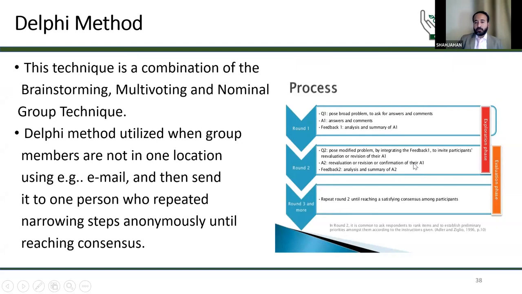So we will narrow down further, until we reach a satisfying consensus on some issues. These are the narrowed-down issues that we have to solve first. So the Delphi technique is basically a combination of all these tools, and we use it when the group members are not in one place.